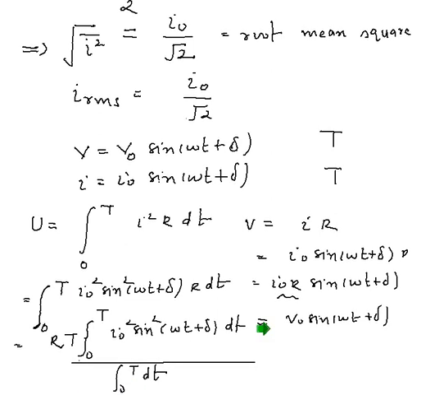Is it not IRMS square? We discussed an AC circuit in which current I naught sine omega t plus delta was flowing through just resistor R. In one time period, the energy that will be eaten by the resistor is found to be I square RMS R times capital T. Now this is useful.